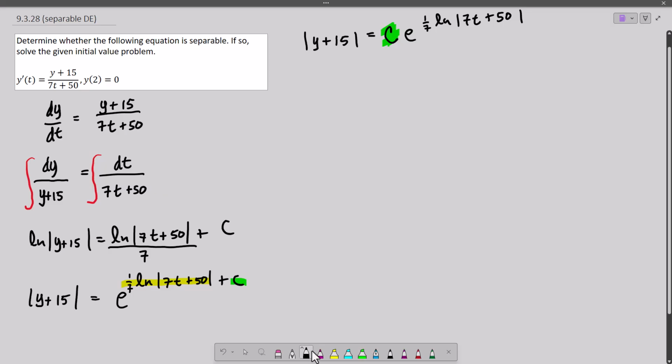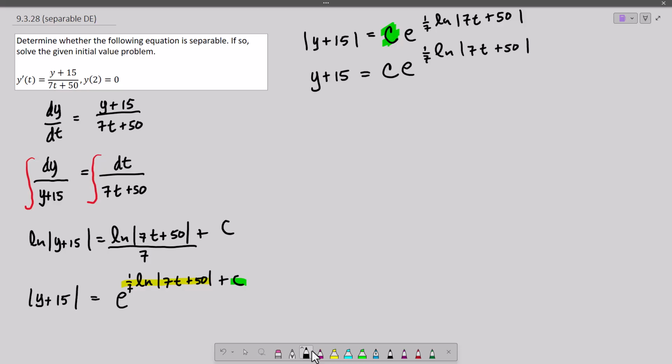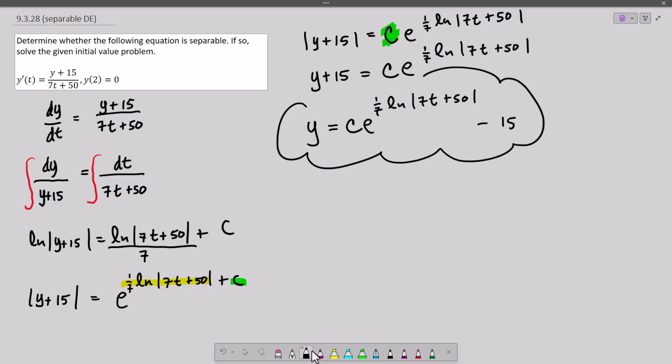Now that allows us to say that y plus 15, we can get rid of that absolute value bar because we can say that that plus or minus 1 is going to get absorbed into that c that's out in front. And then we subtract 15, and we now have our explicit solution. We've isolated y, which is always a goal. So there is our explicit solution.